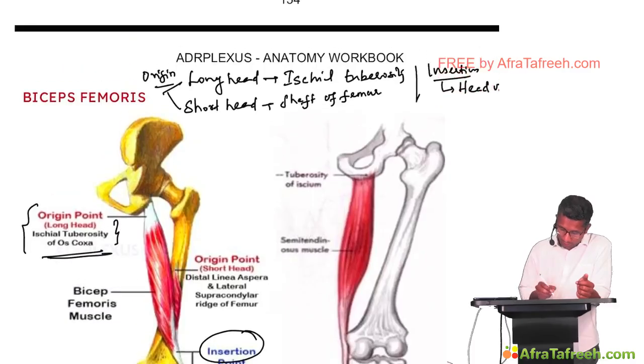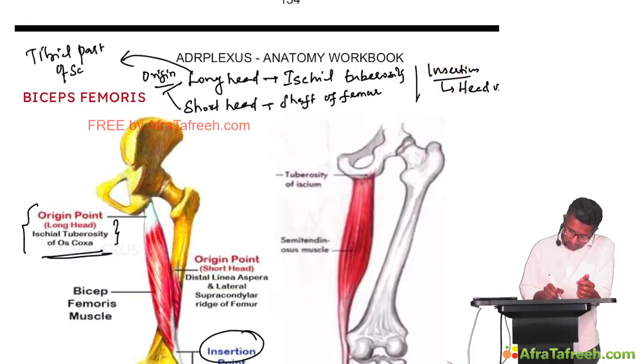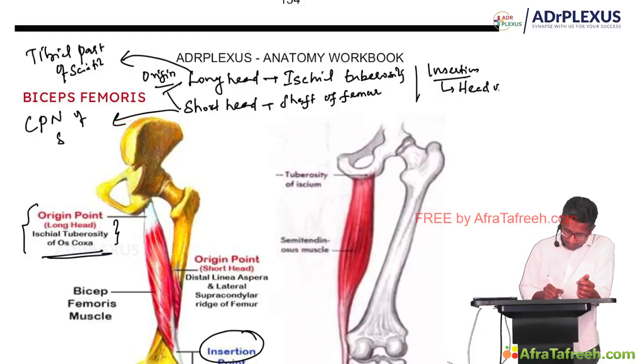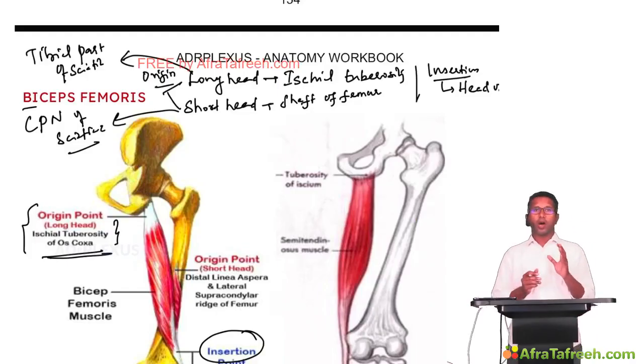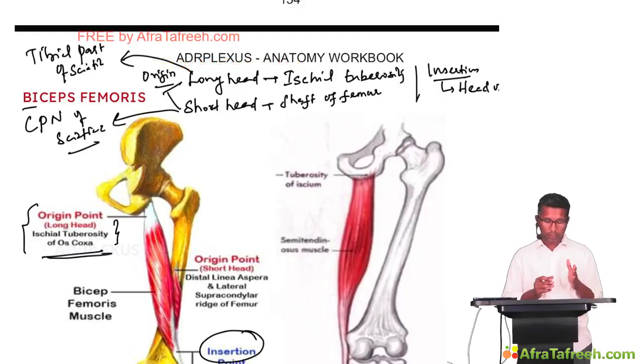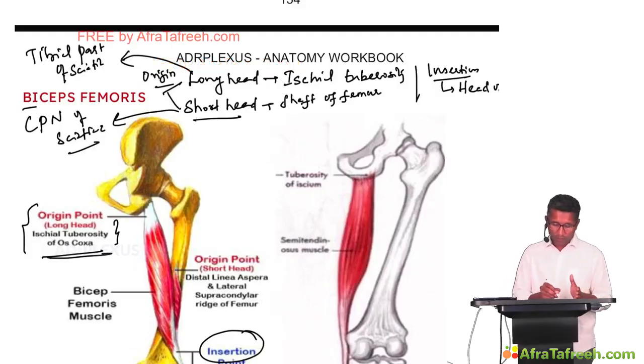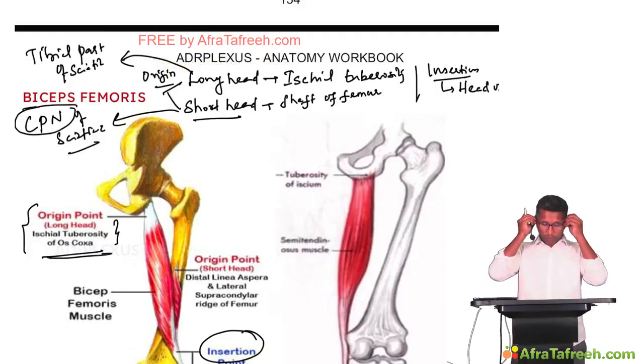supplied by the tibial component of the sciatic nerve, and the short head is supplied by the common peroneal component of the sciatic nerve. So if I want to say very strictly, all the hamstring muscles are supplied by the tibial part of the sciatic nerve except the short head of biceps femoris, which is supplied by the common peroneal component. This is one thing you have to note here, guys.